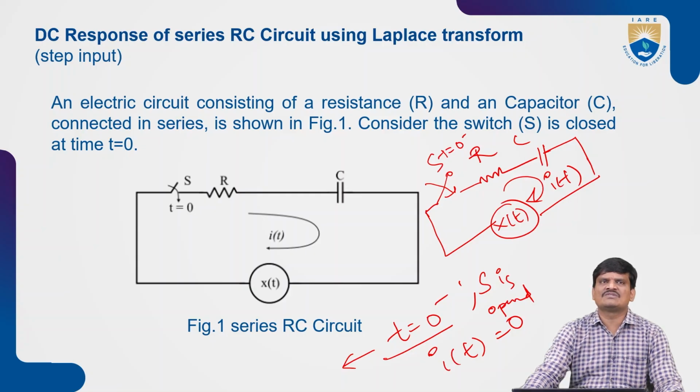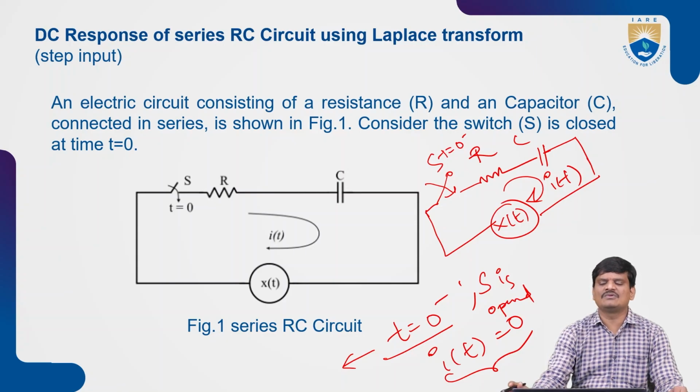Just before closing the switch, which indicates what? When the switch is open, what is the initial current flowing in the circuit? Whether it is the current flowing through the capacitor or through the resistor, the current flowing through all the elements connected in the circuit is treated as 0. I can conclude that the value of current flowing through the circuit at the initial condition t equal to 0 minus, when the switch is open, is 0. That is, i of t equal to 0.